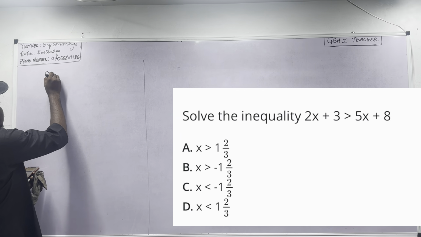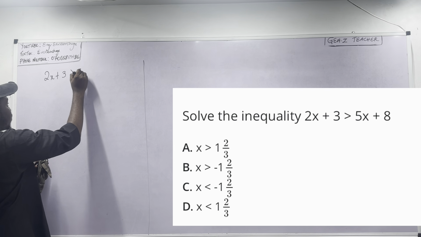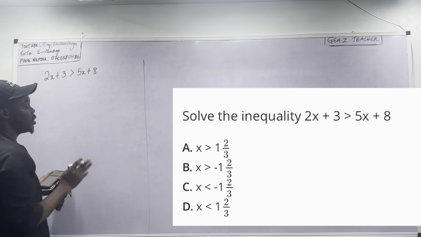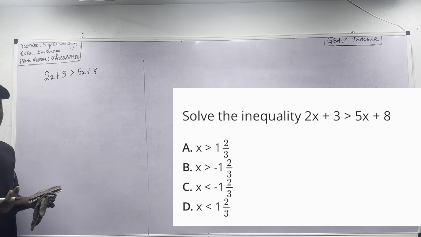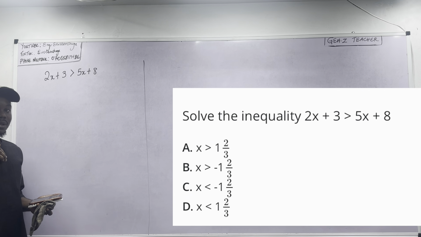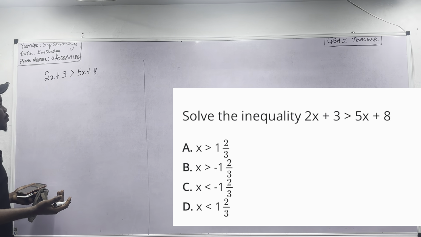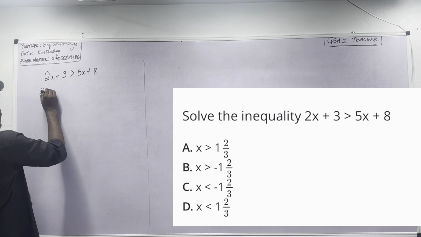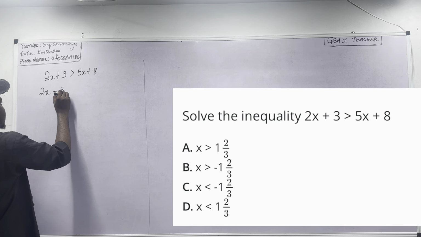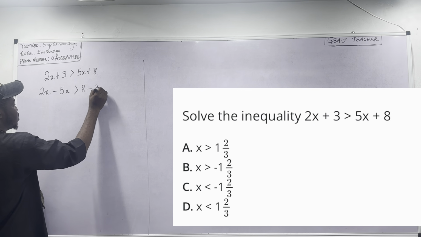So we have 2x plus 3 greater than 5x plus 8. Now quickly, inequalities can be solved by just applying the normal method of solving equations, but take note of the sign. So let's solve quickly. We're finding x. Let's collect like terms with respect to x. So we're going to have 2x minus 5x greater than 8 minus 3.